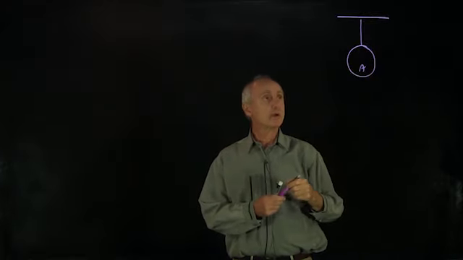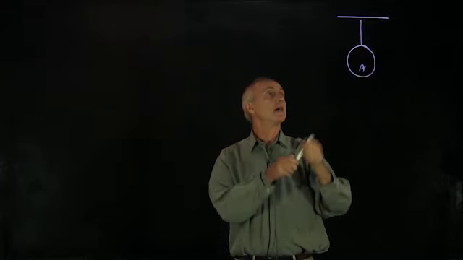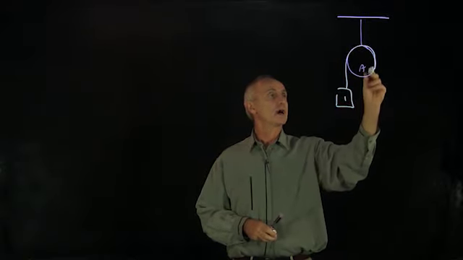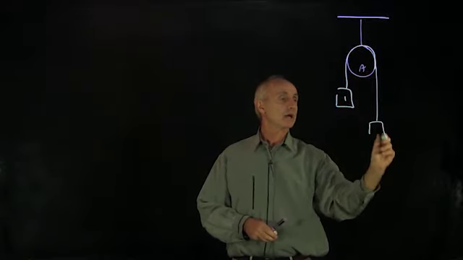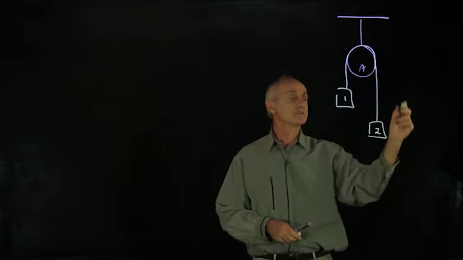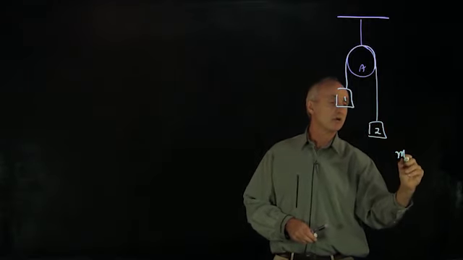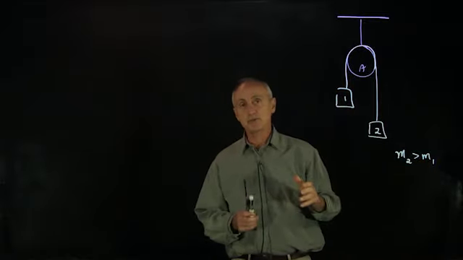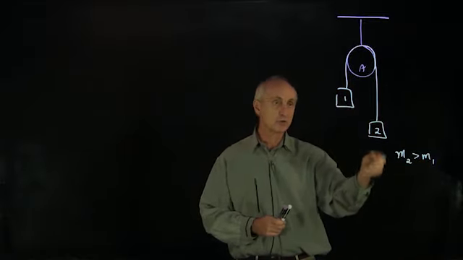Let's consider a very famous problem, the Atwood machine. We have a pulley, A, suspended from a ceiling, and a rope is wrapped around the pulley, and on each side of the rope there are different masses. So here's block 1 and block 2, and it doesn't matter, but we'll say that M2 is bigger than M1, and that gives us some intuition that we expect block 2 to go down and block 1 to go up.